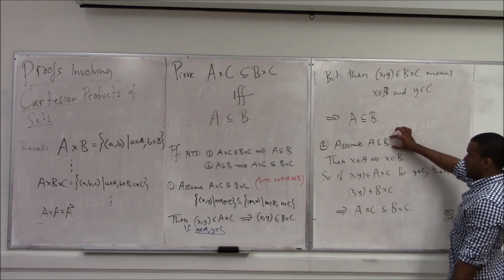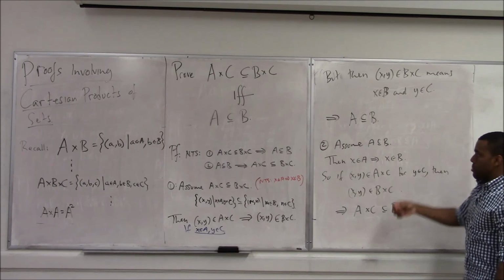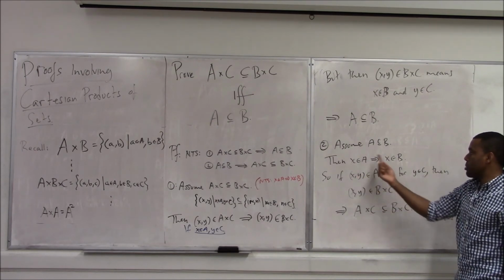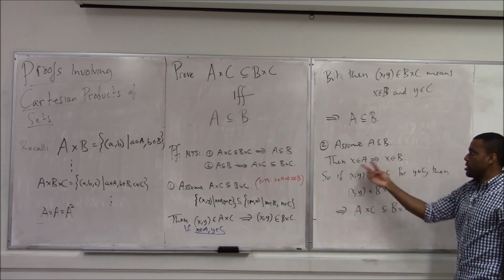So assume they're subsets, that means this by definition. But that means this coordinate would be in A, I'm assuming x is in A, but that would also mean that that coordinate is in B cross C, because that same coordinate is in both of these.